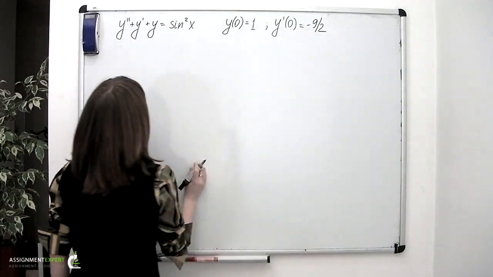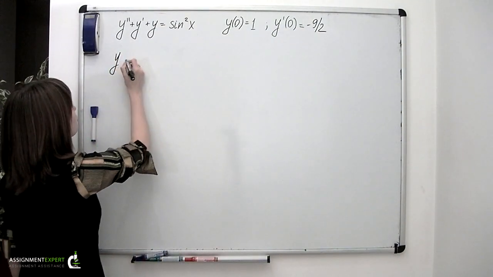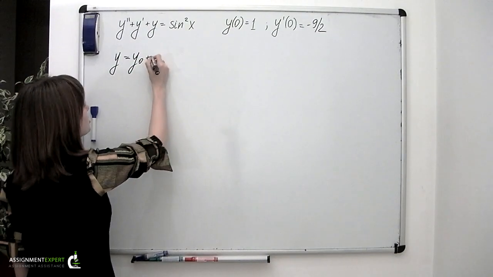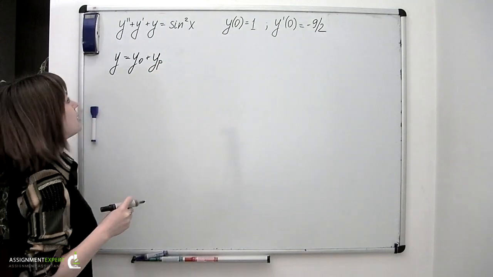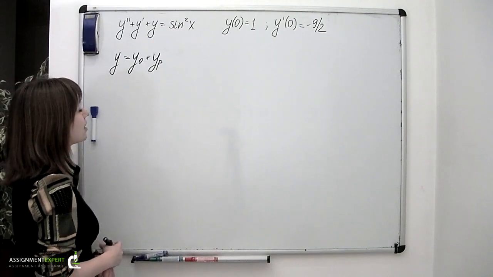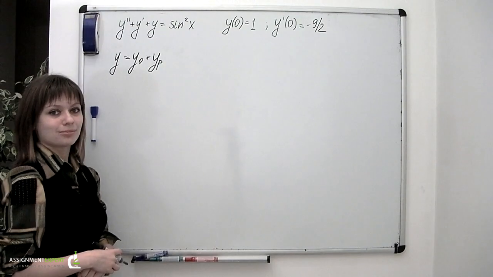It is known that the solution to such equations is found in the following form. Y equals y sub 0 plus y sub p, where y sub 0 is the solution to the corresponding homogeneous equation and y sub p is the particular solution to the given non-homogeneous equation.